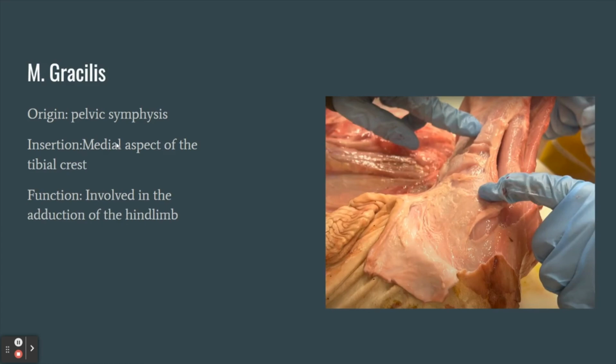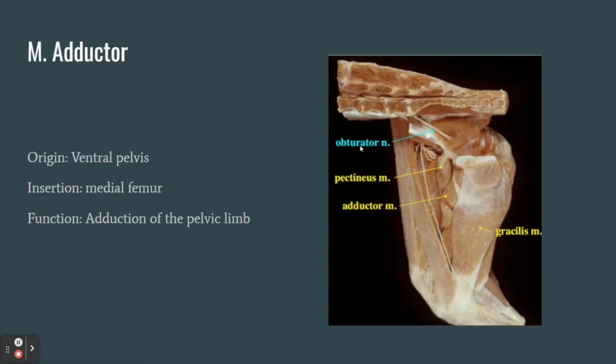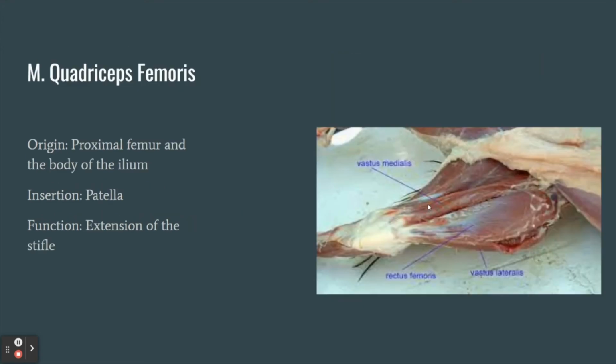The gracilis origin is the pelvic symphysis. It inserts into the medial aspect of the tibial crest, and its function is involved in the adduction of the hind limb as well. The adductor's origin is the ventral pelvis. It inserts into the medial femur, and its function is adduction of the pelvic limb as well. The quadriceps femoris origin is the proximal femur and body of the ilium. It inserts into the patella, and its function is the extension of the stifle.